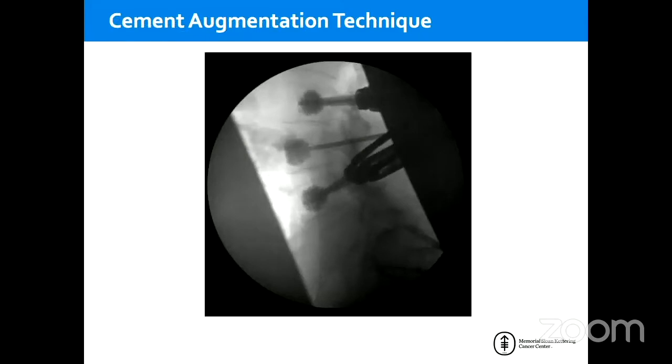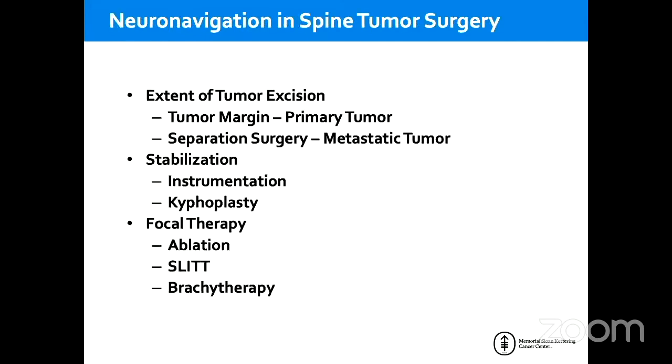Everything else is navigated. And this actually brings me to navigation. There's a lot of discussion about the benefits of navigation. In tumor surgery, I think there are certain peculiar things that make navigation critical and very helpful. For primary tumors, knowing where the tumor margin is and being able to stay outside of the tumor. For metastatic tumors, confirming the decompression is adequate. Certainly stabilization, and now there's a growing field for ablation as well, and knowing where to put the ablation probe, whether it's radiofrequency ablation or laser ablation, is critical, and navigation has been very helpful for that as well.